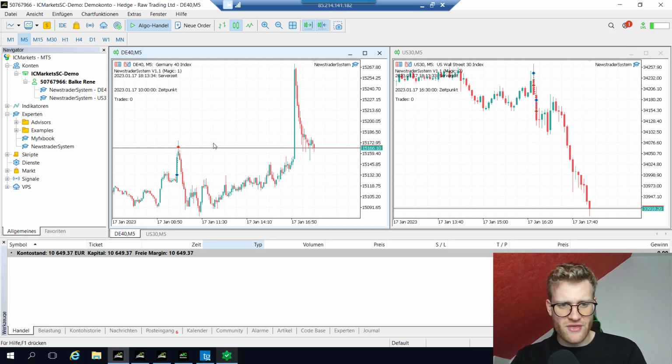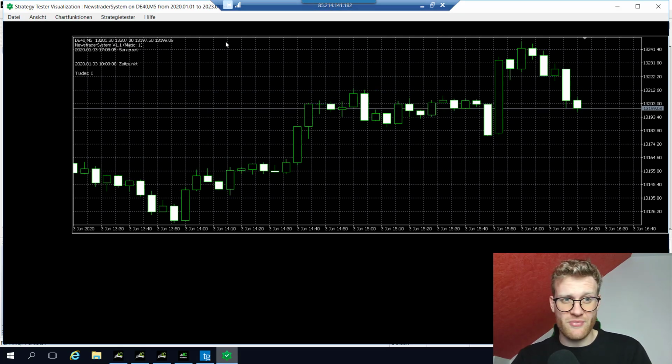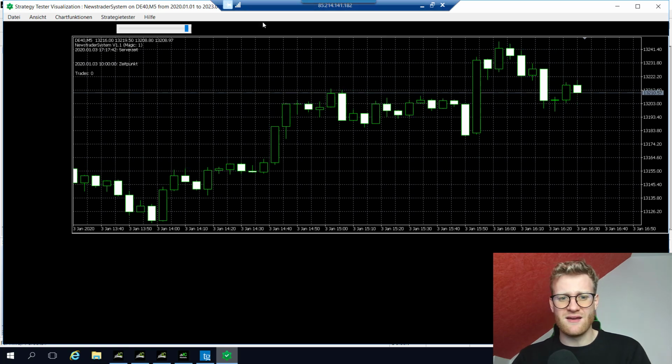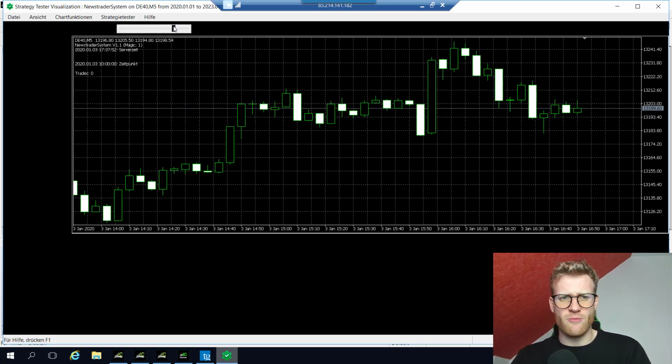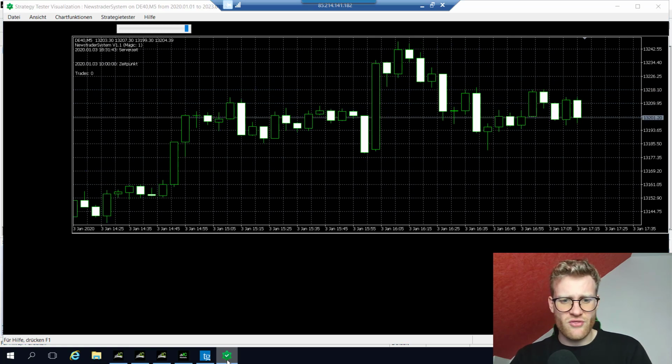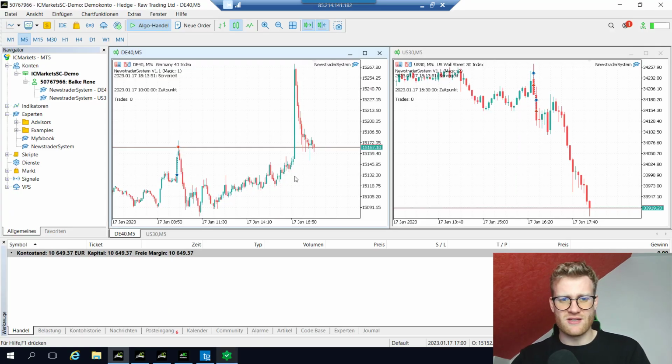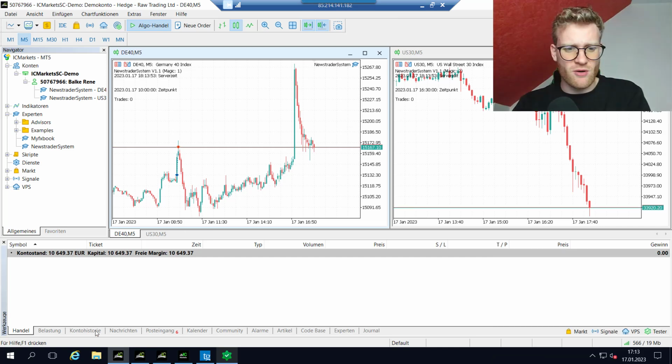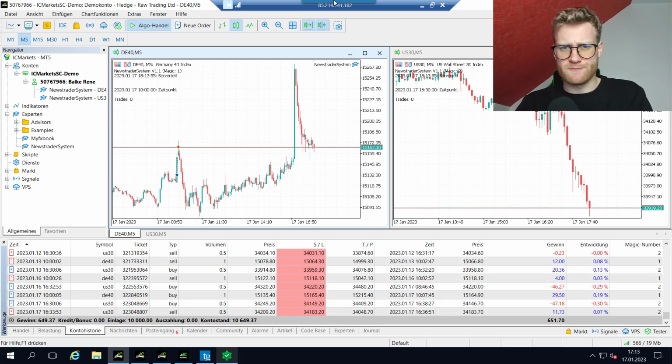Yeah, and you can see everything is running really slowly here on my VPS. This is one of the main reasons why I want to stop this project now, because I have so many MetaTrader terminals running on my VPS, and it's running really slow, and I just want to free some resources. So this is why I stopped trading this program. So let's have a look at how it turned out.